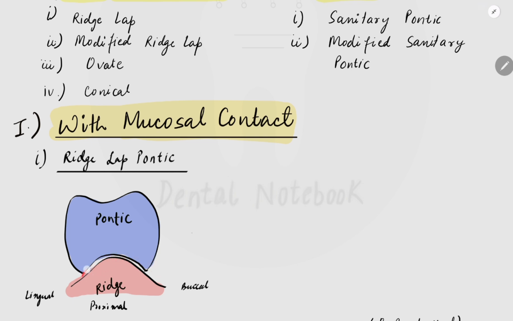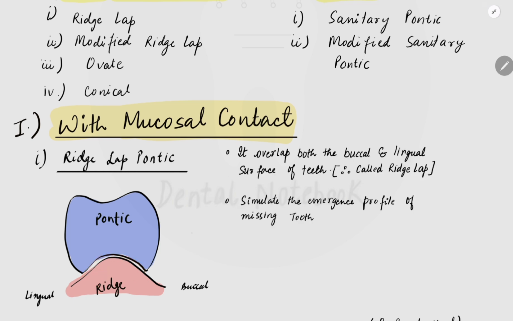So it forms a large concave contact with the ridge. Here you can see that it overlaps both the buccal and lingual surface, and therefore it's called the ridge lap Pontic. And because of its overlapping surfaces, it simulates the emergence profile of the missing natural tooth. So it makes a look-alike of the missing natural tooth. Therefore, it becomes aesthetically more superior as compared to the other Pontics.